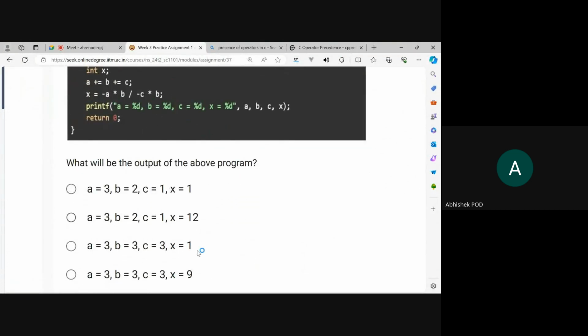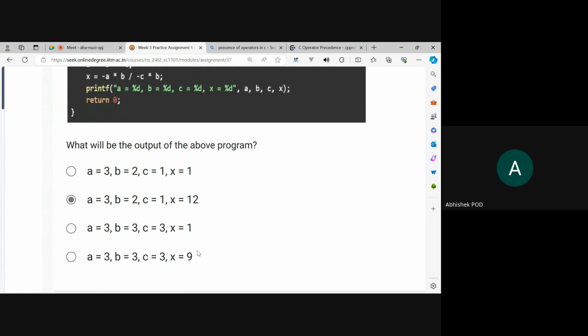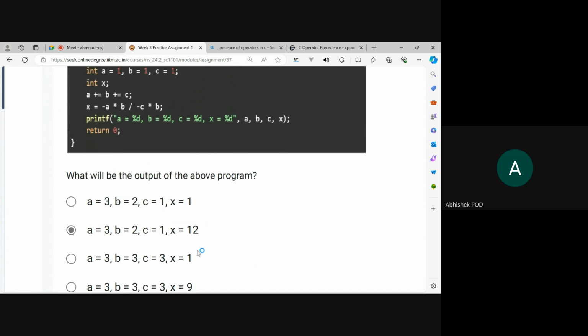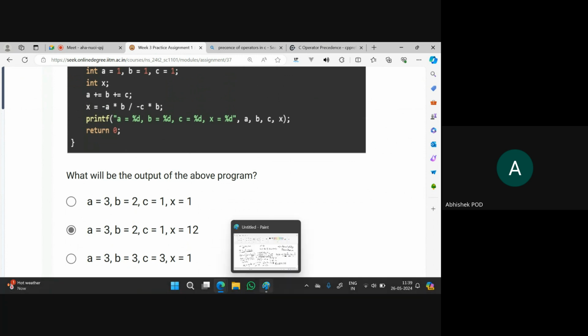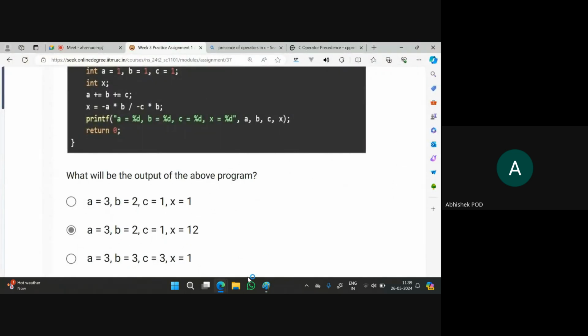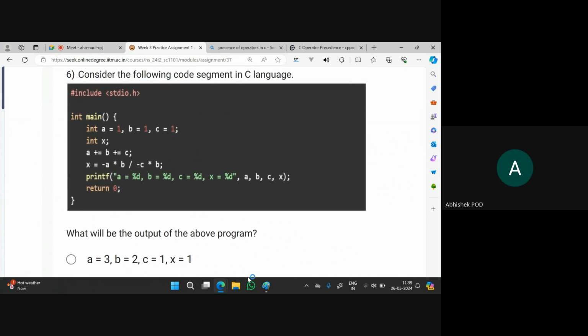Yes, so we can see that the value of x is going to be 12, and I guess that's the only option that says the value of x is 12. So it is precisely going to be the correct answer. But let us even cross confirm the values of a, b, and c. You can see that the value of a was 3, b was 2, and c was 1. So this option says a was 3, b was 2, c was 1, and x that we have computed is 12. So this is how we will be solving such type of questions.